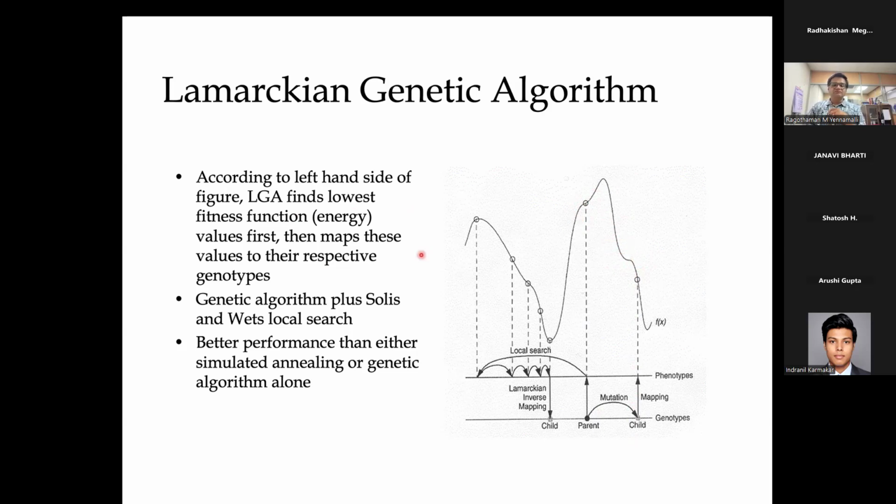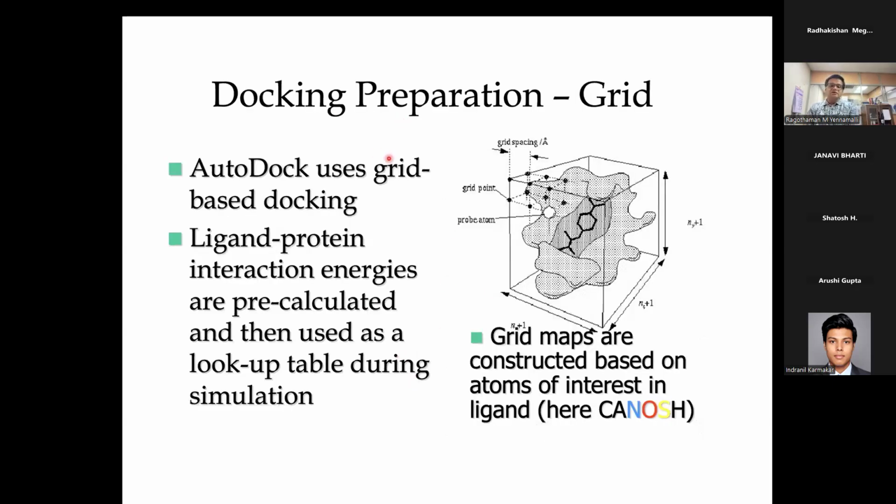According to the figure here, the Lamarckian genetic algorithm finds the lowest fitness function values first and then maps these values to the genotype, just like how the Lamarckian theory of evolution works. We don't go from genotype to phenotype, but phenotype to genotype. So you get much better performance than simulated annealing or the local search genetic algorithm alone.